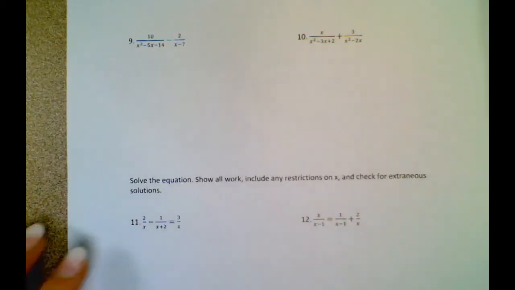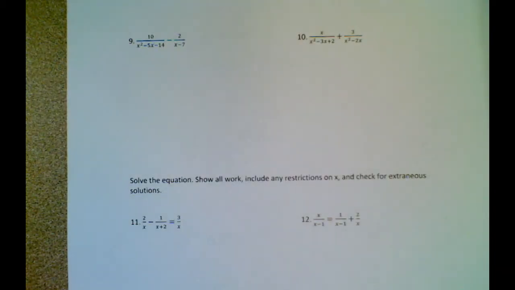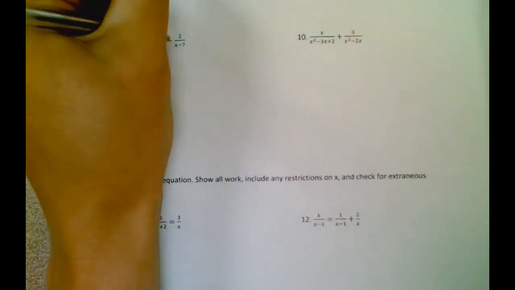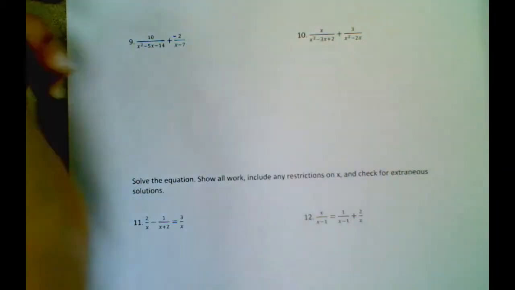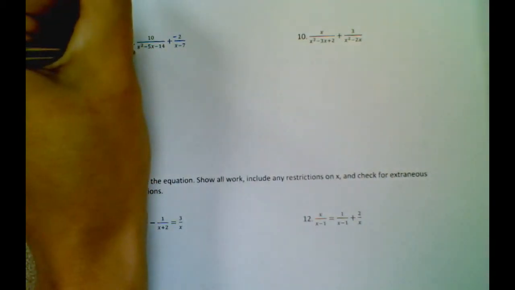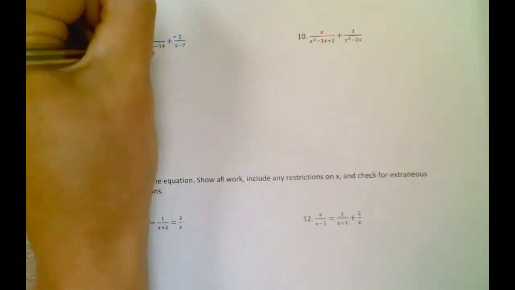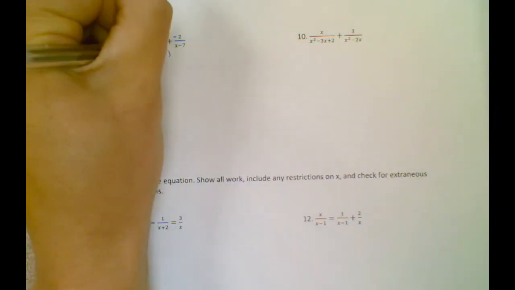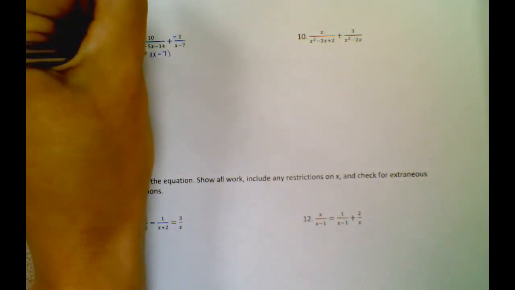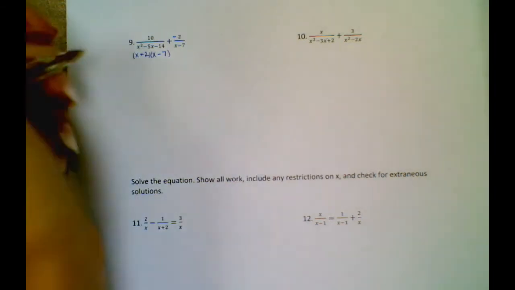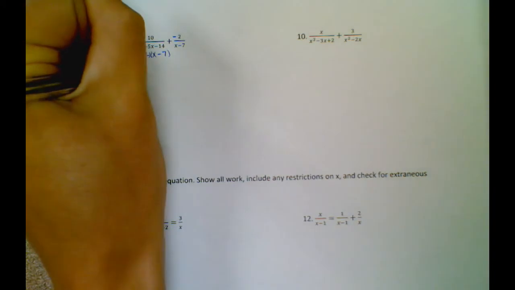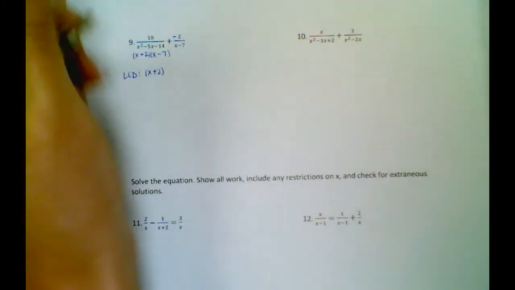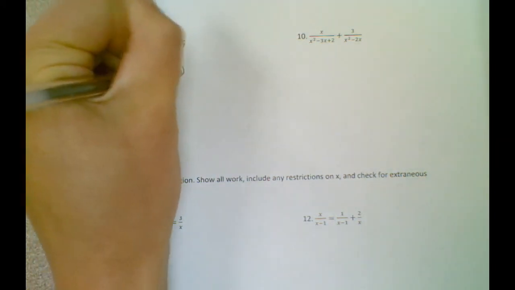All right, we've got a subtraction problem here. So I like to make this a plus and change that to a minus. I like to distribute that negative just so I don't make any silly mistakes later on. But let's go ahead and factor out this denominator. So negative 7 plus 2, right? Yes. All right, so the LCD would be x plus 2 and x minus 7.